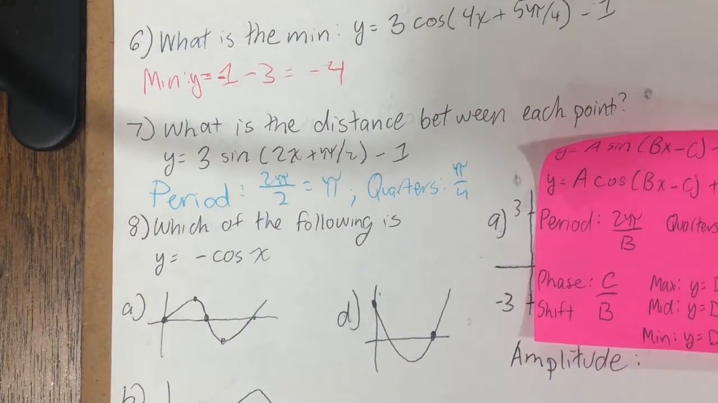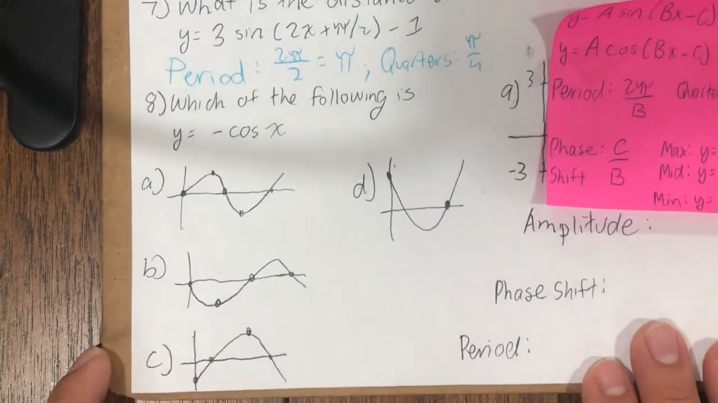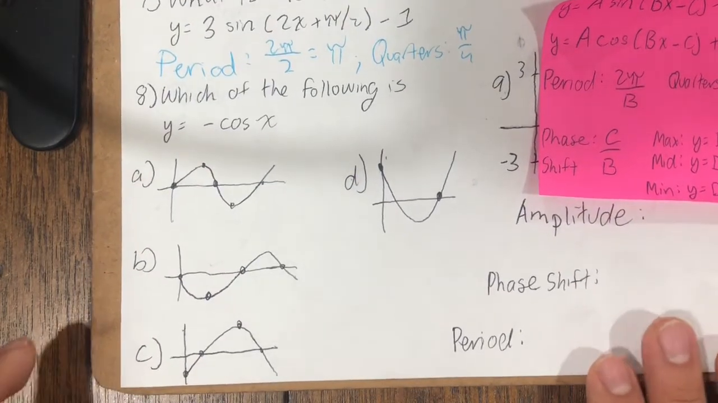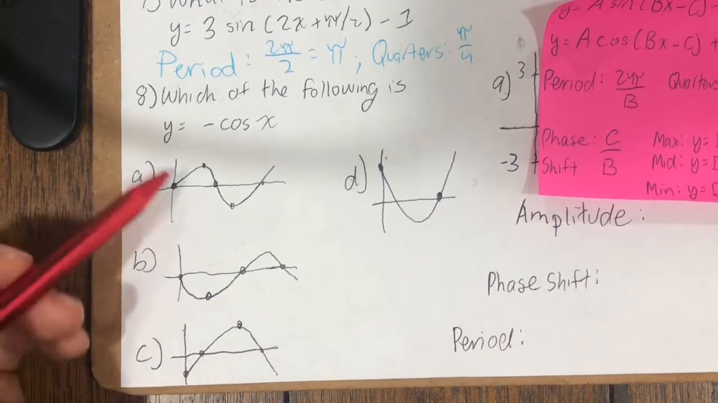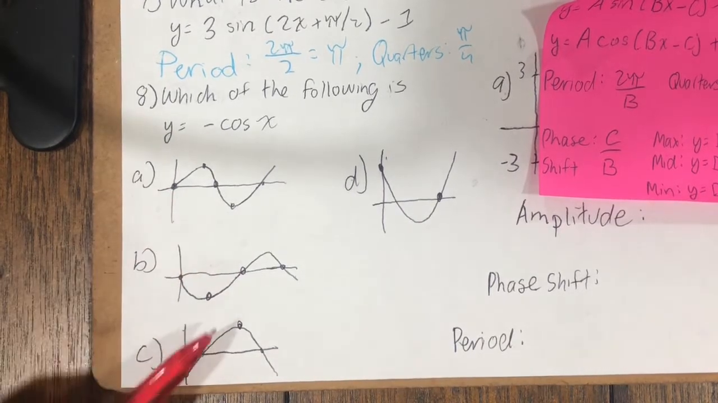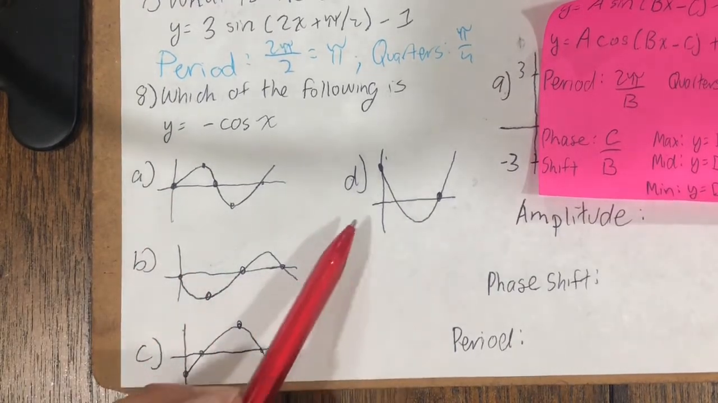Now for number 8, which of the following represents y equals negative cosine of x? All right, so we have 4 options. Now cosine of x is usually a U shape, whereas these two represent sine of x. So we're left with C or D.